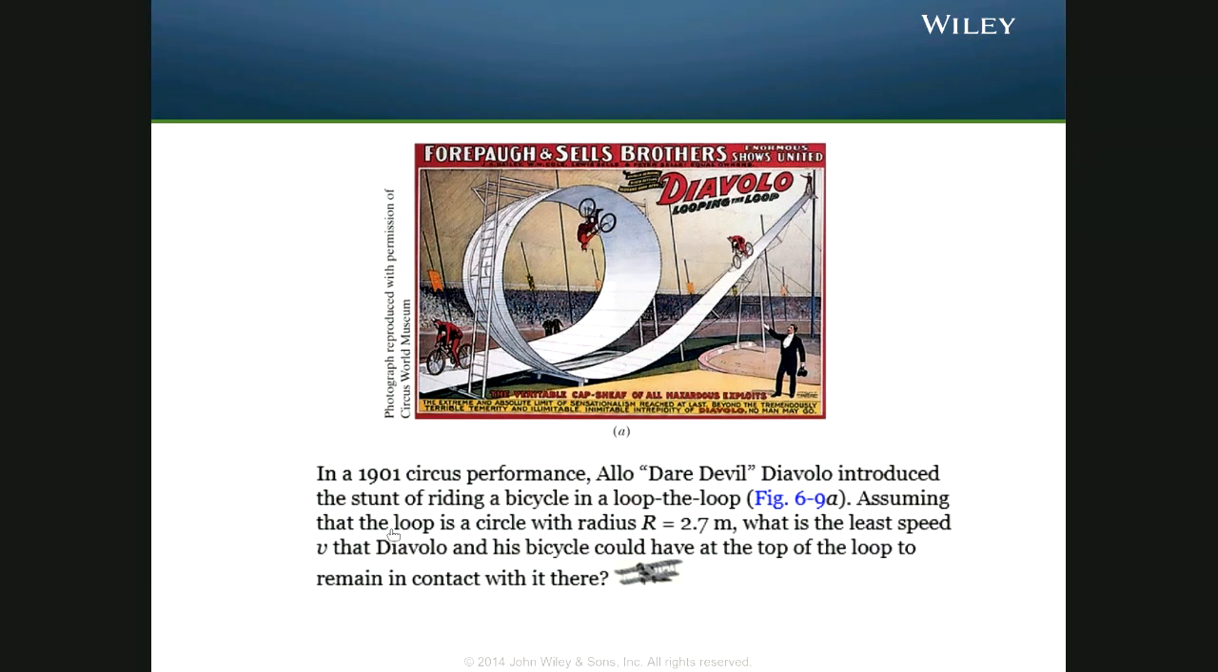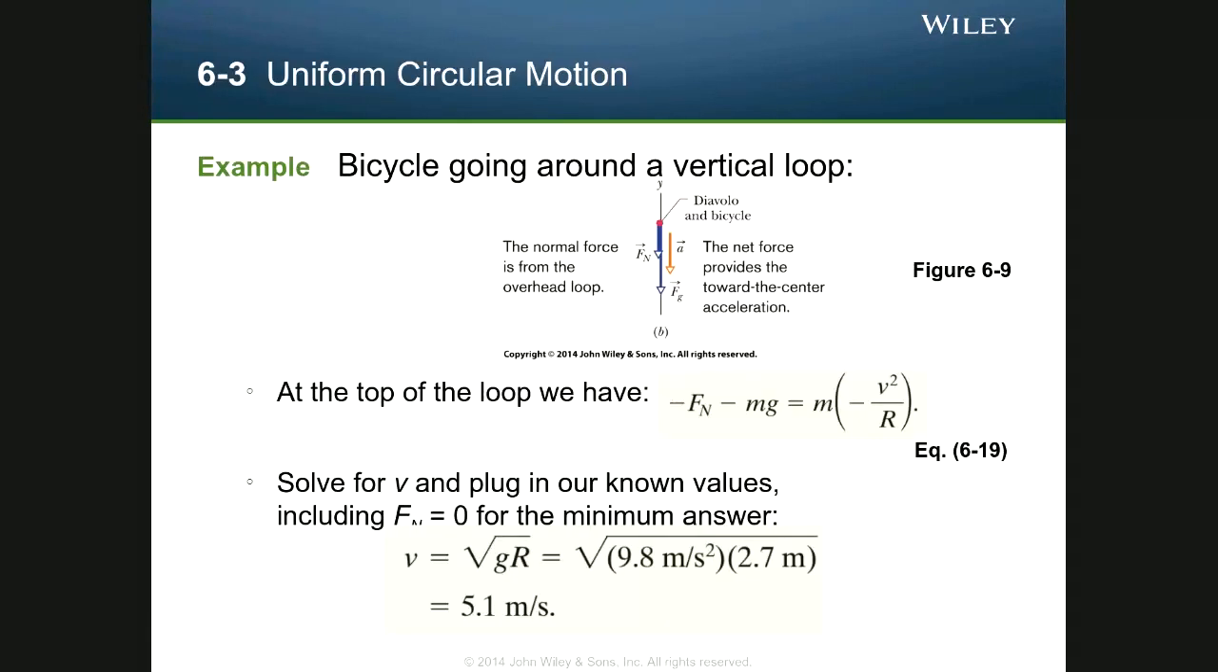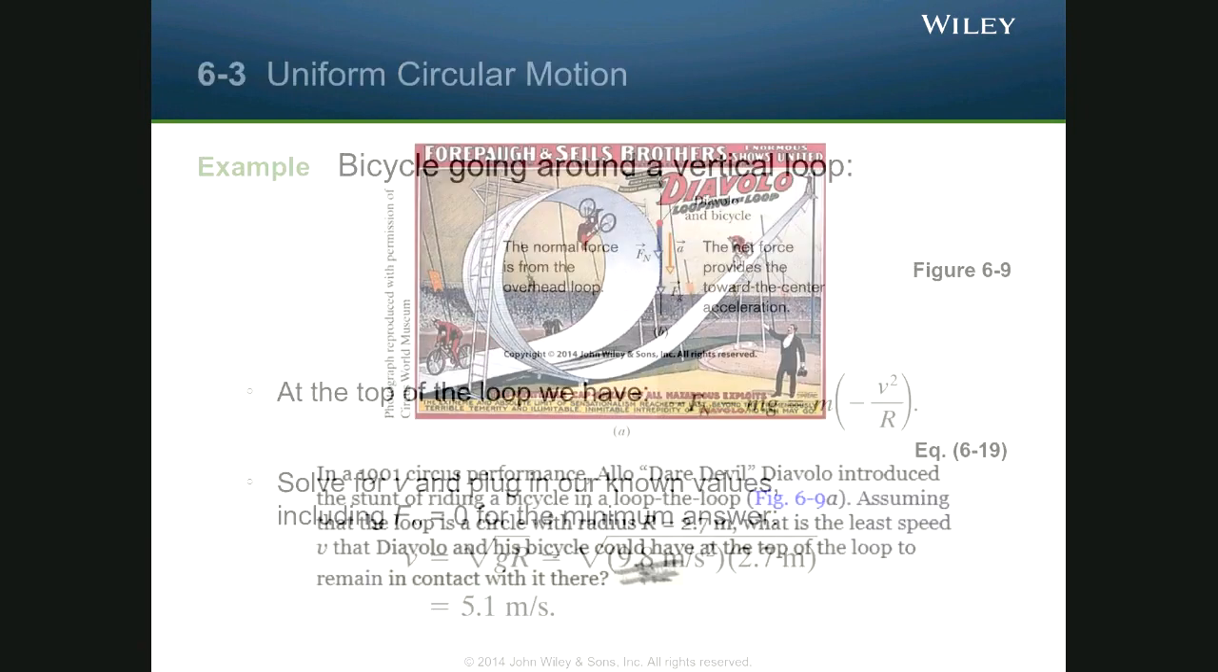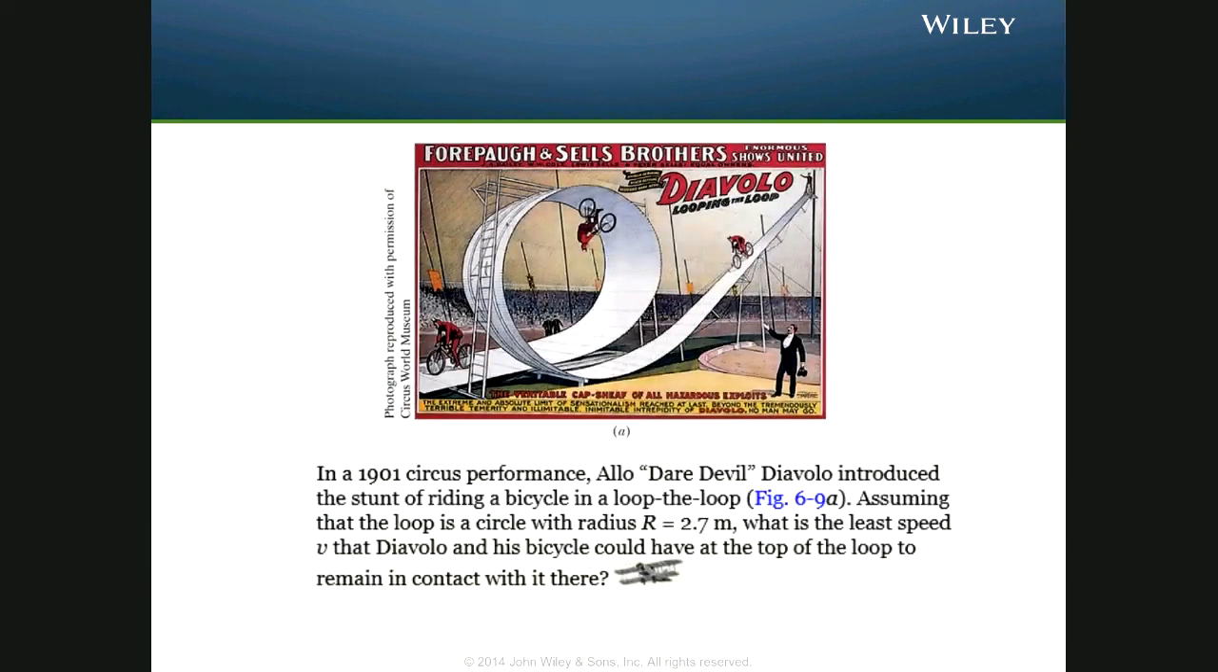Assuming the loop is a circle with a radius of 2.7 meters, what is the least speed v that Diavolo and his bicycle could have at the top of the loop to remain in contact with it there? All right. So now this is an interesting problem because at the top of the loop, well, let's go back here because they just gave away everything. Let's talk about what we're going to see and why things look the way they look.